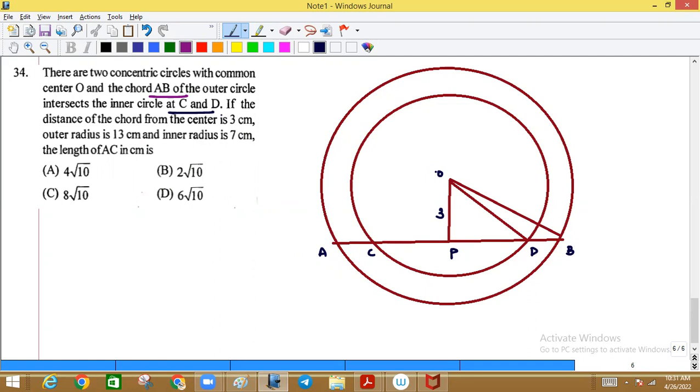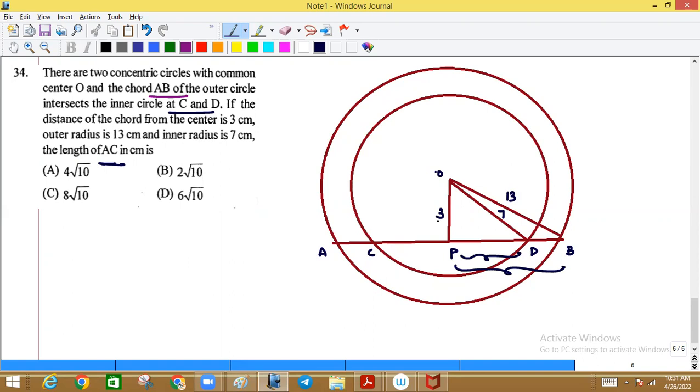So what is he asking you? Outer radius is 13, inner radius is 7. He's asking you what is the length of AC. AC is nothing but DB. Both of them are same only. Whether you draw it here or here, it is always this one minus this one, right? Tell me, how do you find it out?